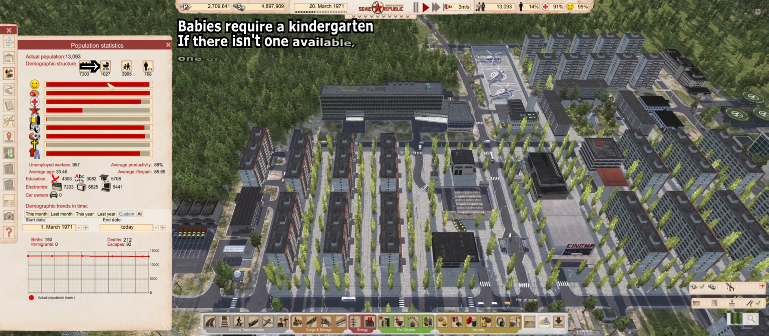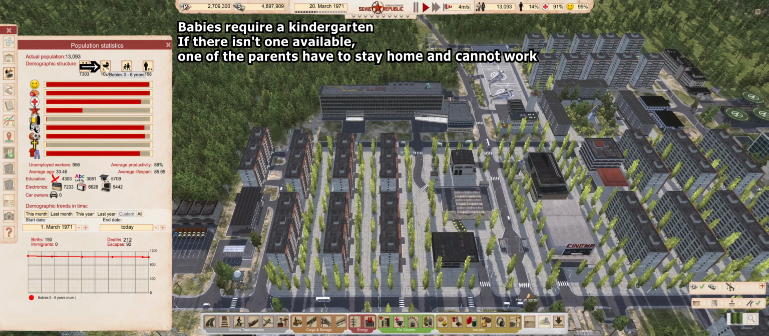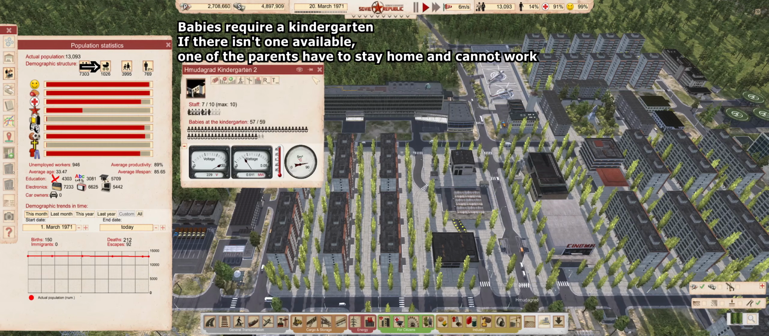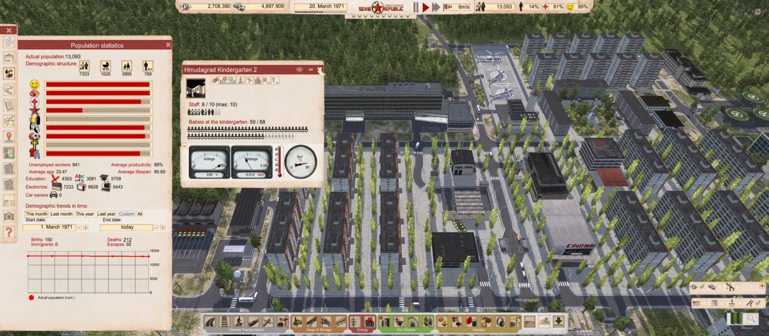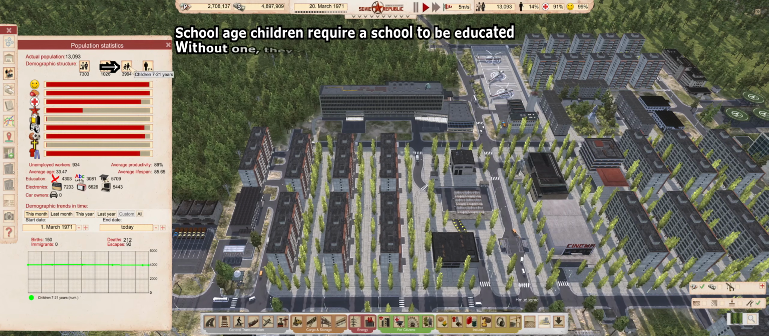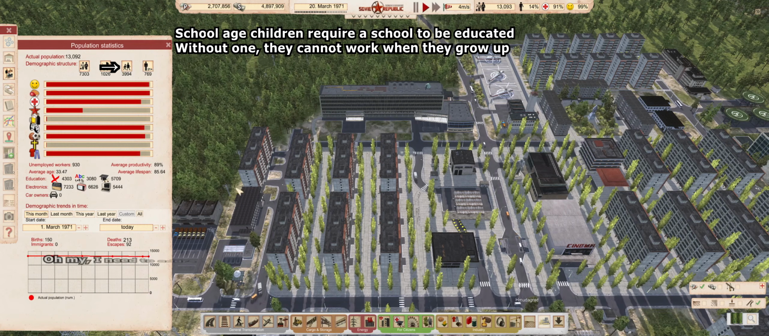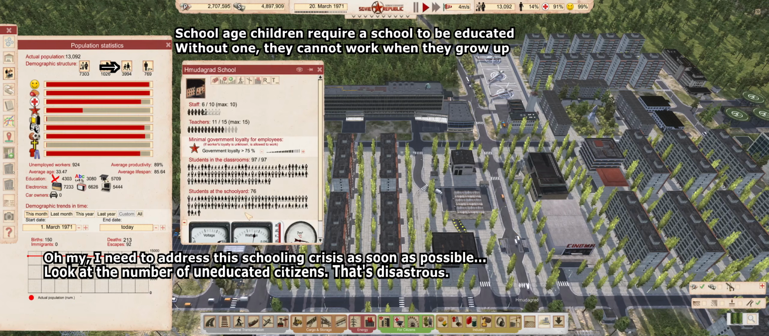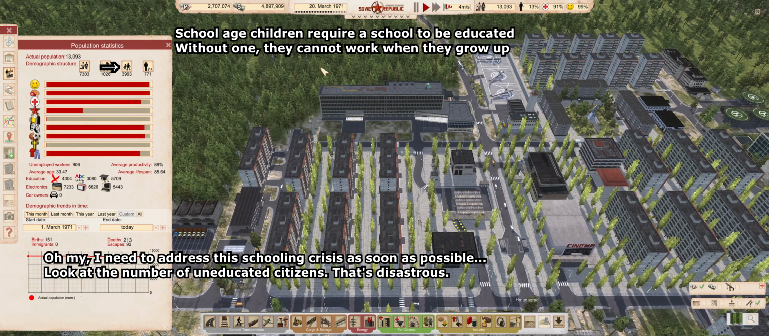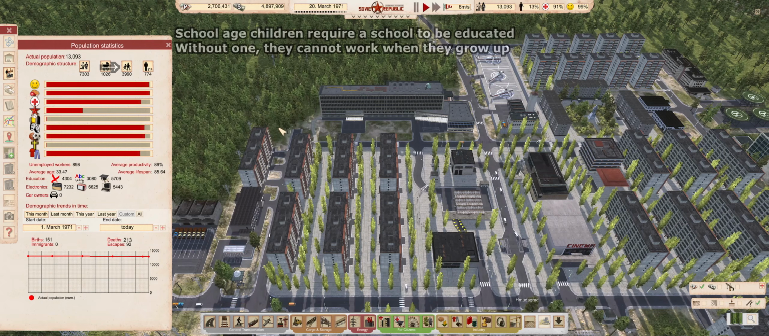Small children require a kindergarten. If you don't build one, one of the parents will have to stay home, and they cannot work, severely impacting the overall productivity of your citizens. School-aged children don't require constant supervision, but they require schools to become educated workers. To ensure they are employable when they grow up, you need to build a school. Any adult that didn't receive an education as a child will also go to school and eventually become productive.